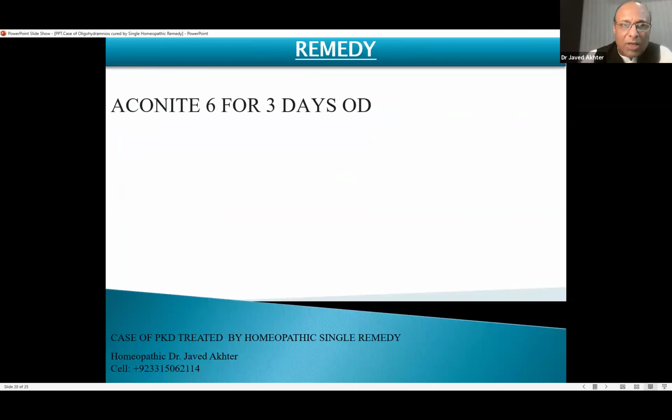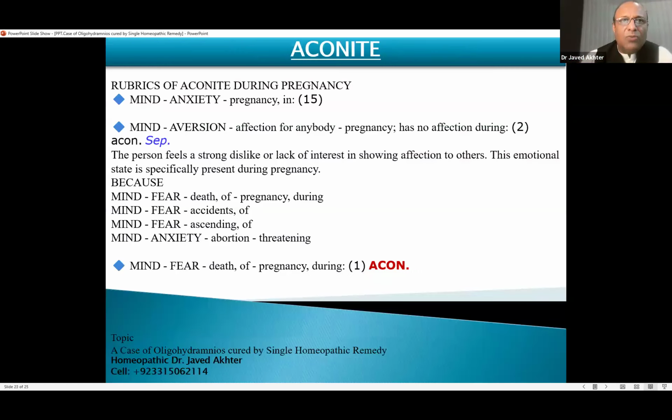Everything must become normal. And now I'm going to tell you what kind of rubrics are normally present in Aconite during pregnancy, when we are dealing with patients. I'm just going to mention the main rubrics of Aconite during pregnancy, and what the patient says. Number one is the rubric anxiety, pregnancy. The patient is very worried about their pregnancy.